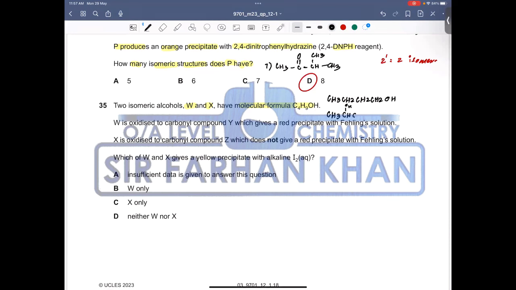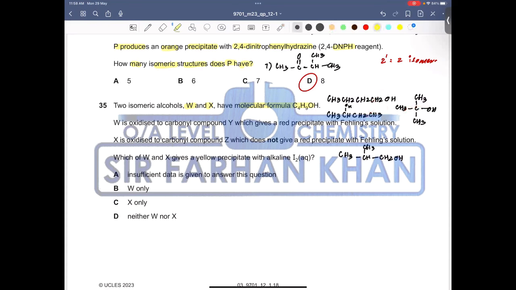The second one is CH3CHOHCH2CH3. The third one is CH3C(CH3)2OH. And the last one is CH3CH(CH3)CH2OH. So these are the 4 possible structural isomers of C4H9OH.